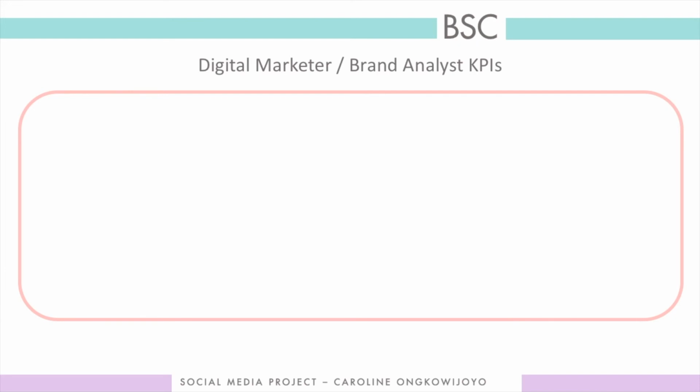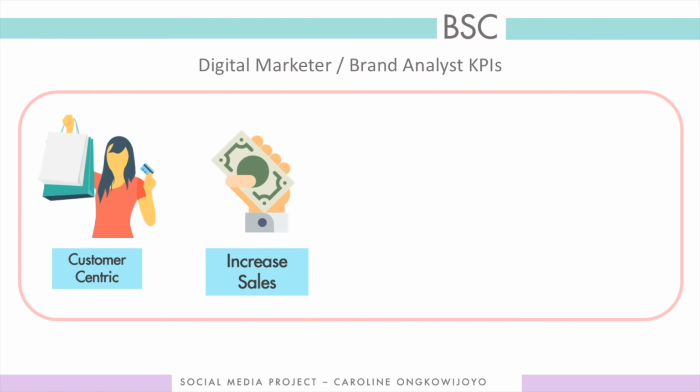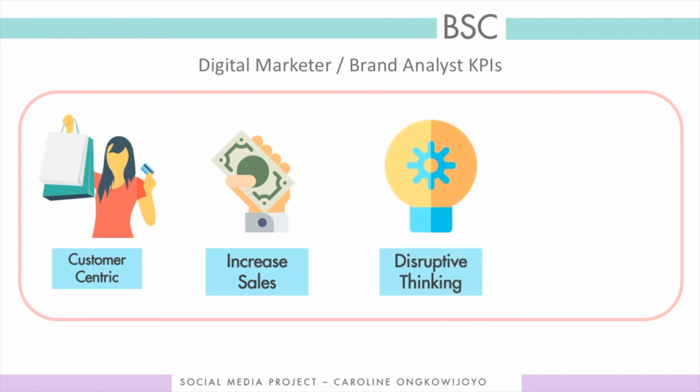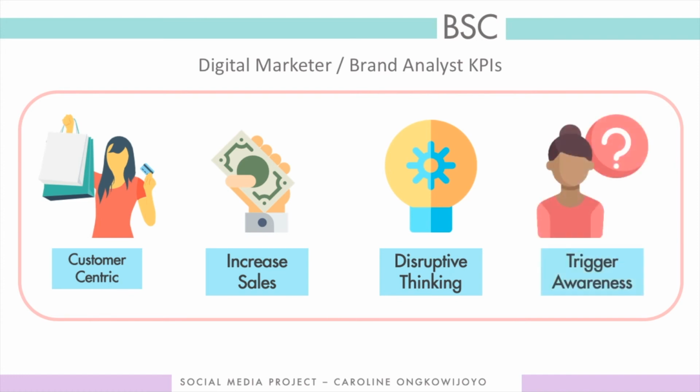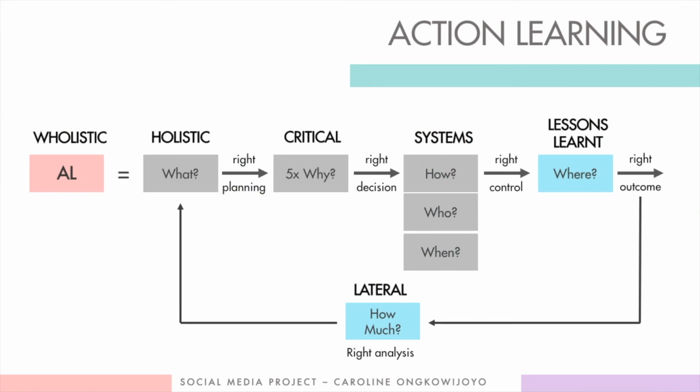the digital marketer or brand analyst KPIs. There are four main key performance indicators that are usually used, which are whether one can pay attention to customer wants or being customer centric, whether one marketing or brand strategy can increase sales, or whether one can do disruptive thinking in facing the fast changing industry, as well as whether one can trigger awareness. To put it a little differently, I have to strive to think what no one else is thinking and do what no one else is doing. So the holistic, critical, and systems thinking has been covered.